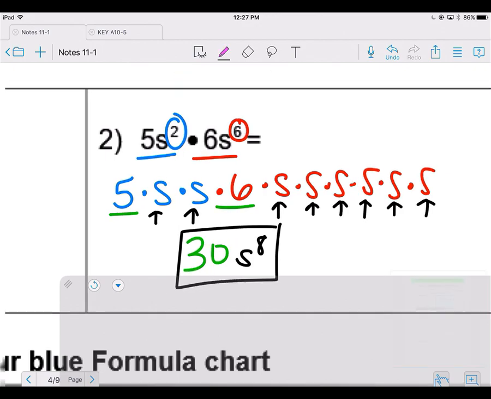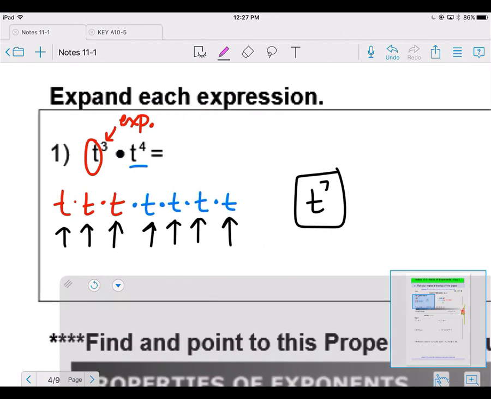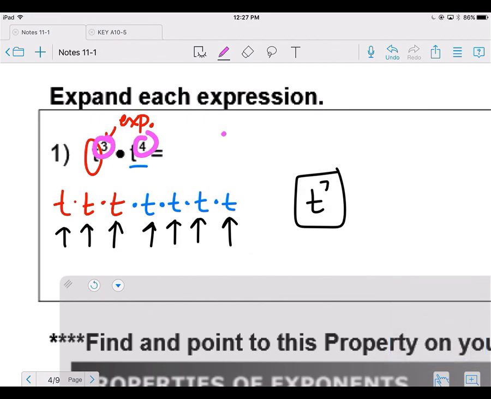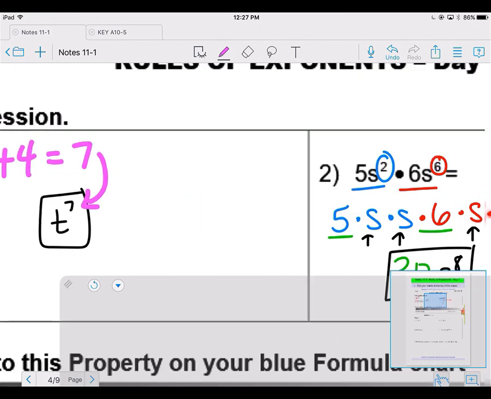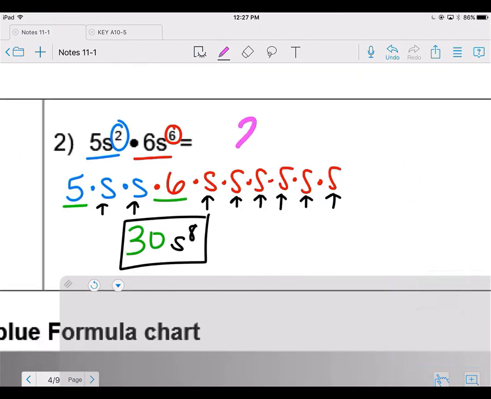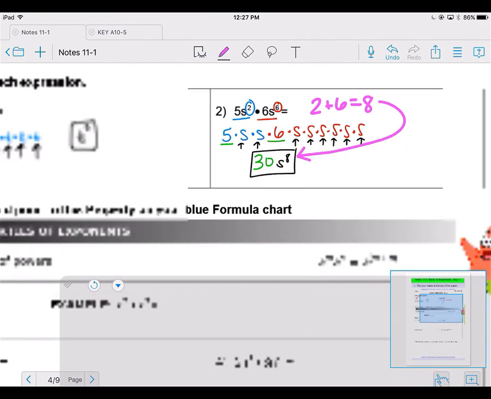And then we have s times itself 1, 2, 3, 4, 5, 6, 7, 8 times. Now a pattern you might be starting to see with our exponents: 3 plus 4 equals 7. On this side with our exponents, 2 plus 6 equals 8, which is the exponent we have.